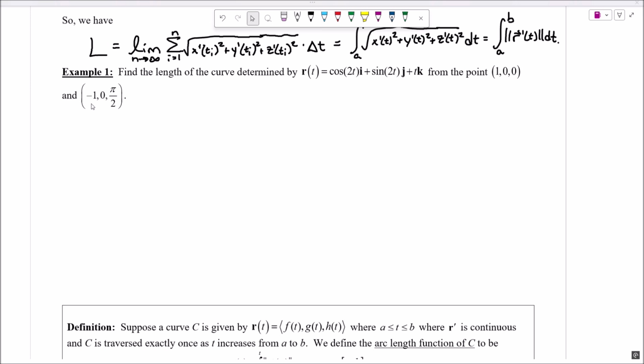One of the things that I like to do right away with certain examples like this, especially when I'm first introduced to this topic, is I want to take a look at the picture of this vector function and also get an idea of what is the portion of the curve that I'm working with. Okay, so let's go over to the 3D grapher and set this up.